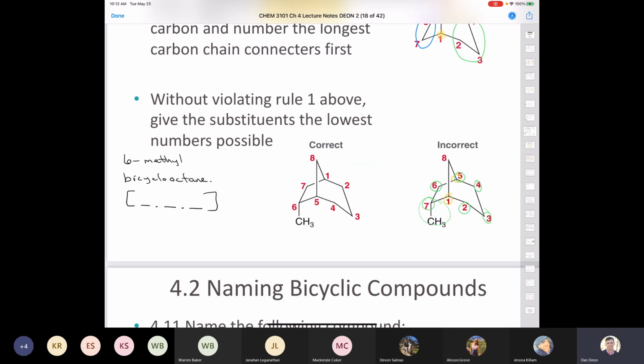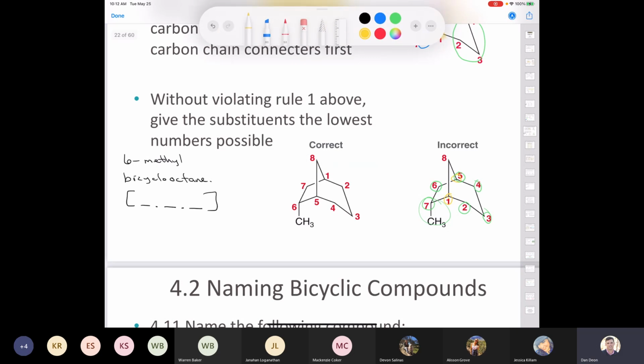So the number of carbons in the actual bridges. Yeah, it's 3, 2, 1, right? Because in the first bridge, you don't count the bridgehead carbons. You leave those out. They're not the connectors, right? You've got 3 carbons in this connector, so 3. Then you've got 2 carbons in this connector, 2. And then you've got 1 carbon in this connector, so it's 3, 2, 1.